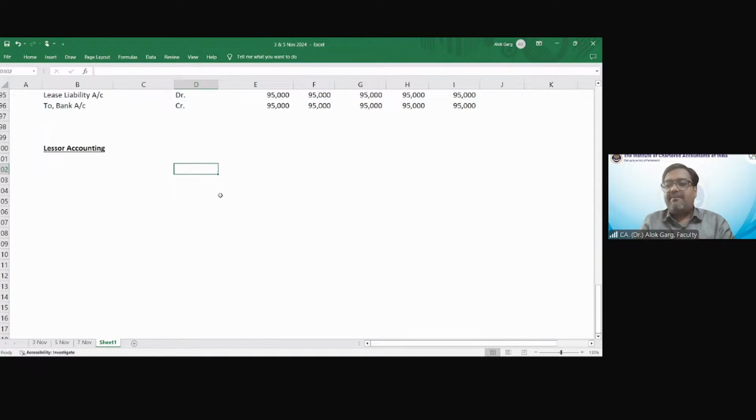Anyone who wants to attempt this question? Right or wrong, doesn't matter. Anyone who wants to attempt? So the cost is the ROU, sir, over the term period of the lease agreement.